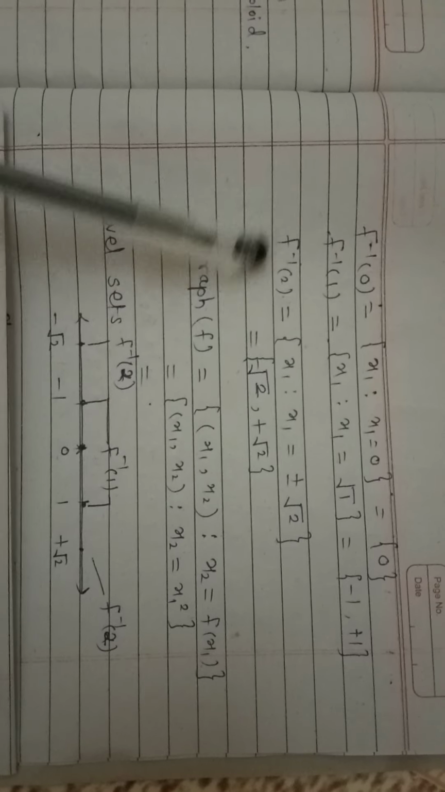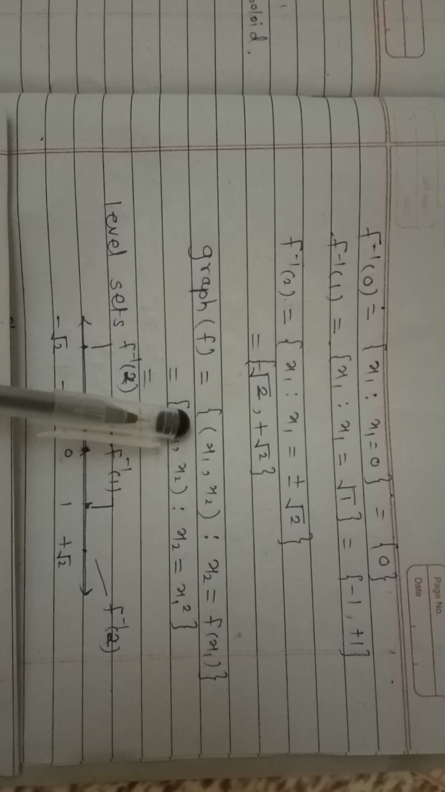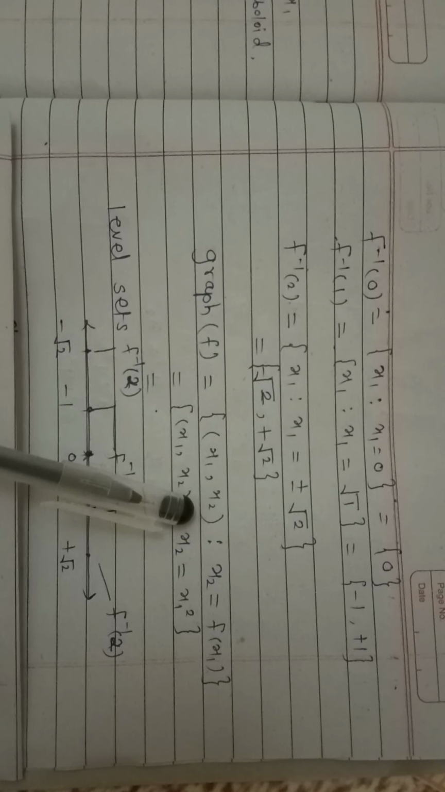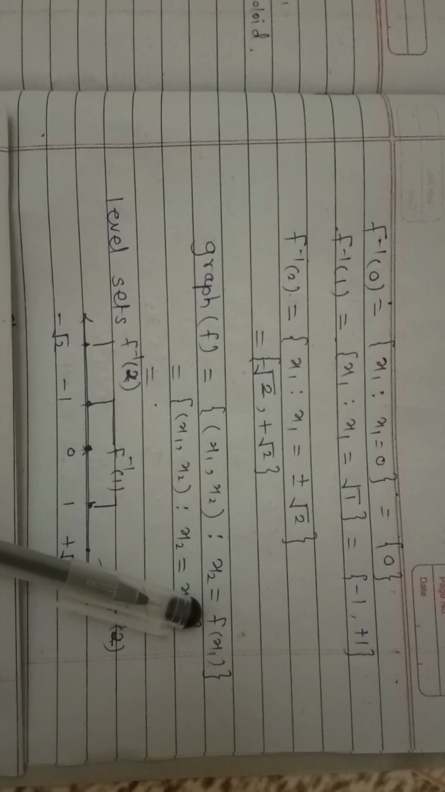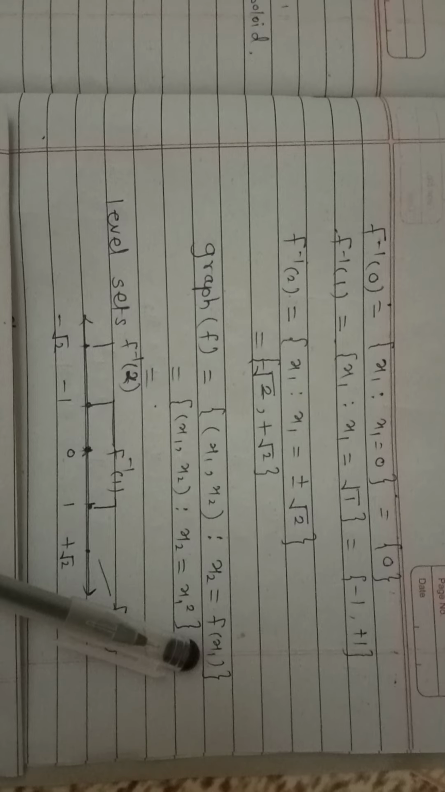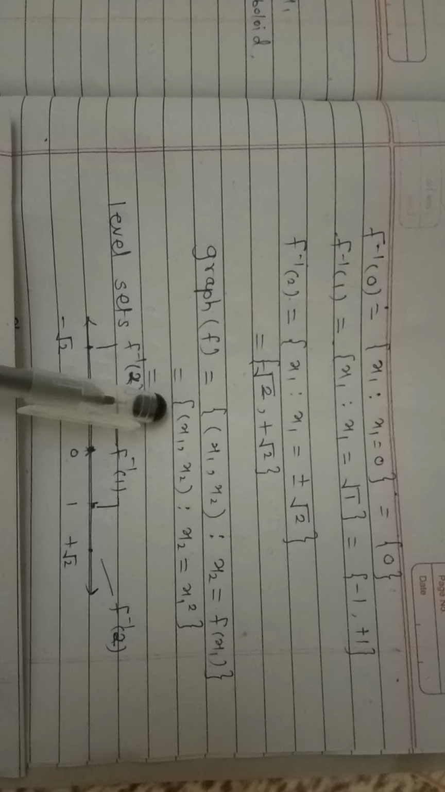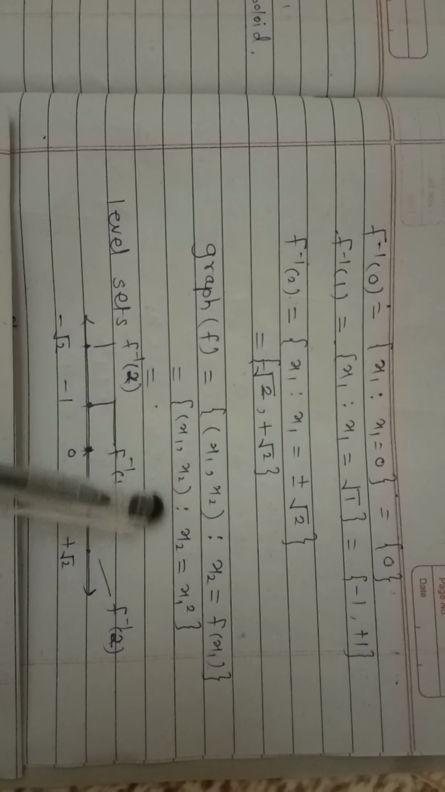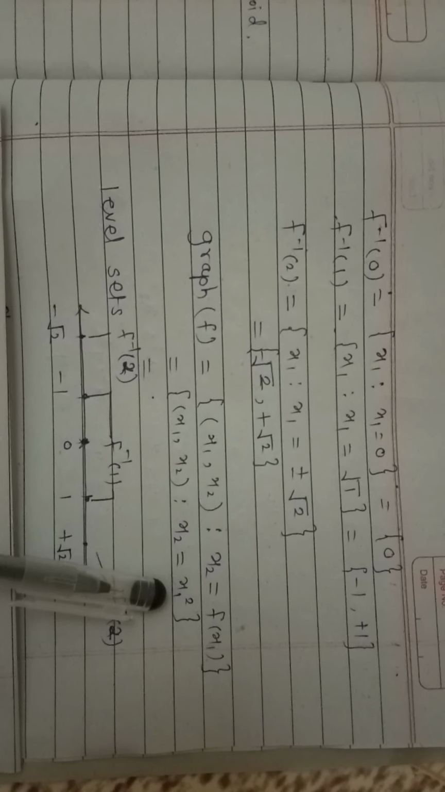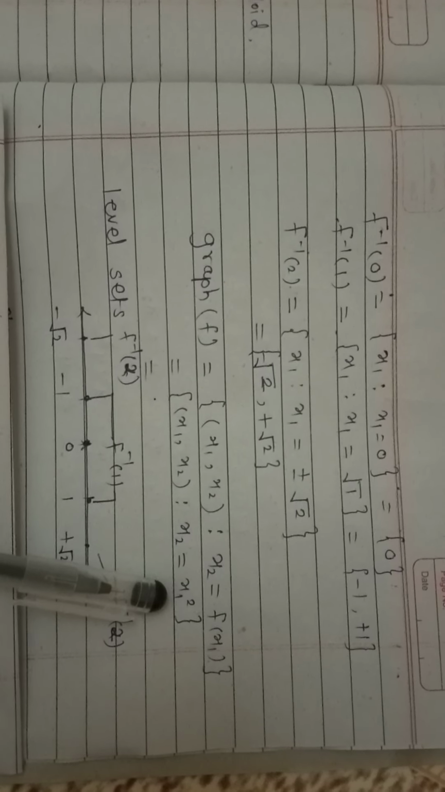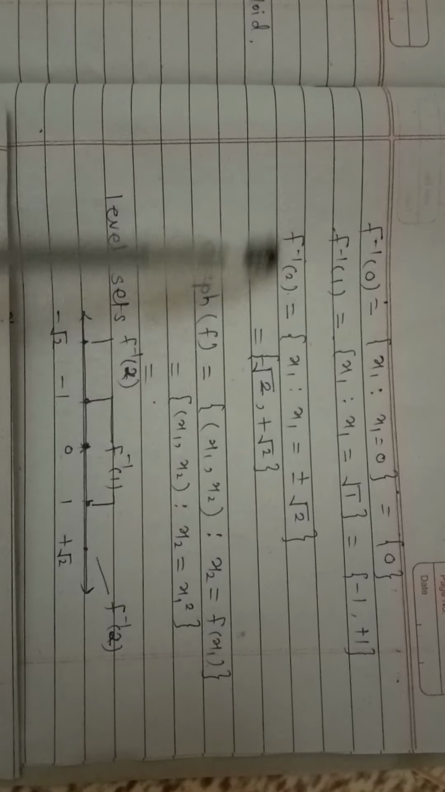Then these functions are sketched in the graph. So the graph of the function f equals the set of all (x1, x2) such that the value of x2 equals the function f of x1, which is equal to the set of all (x1, x2) such that x2 equals x1 squared. So sketch the level set for these values.